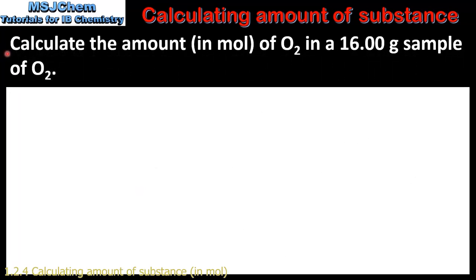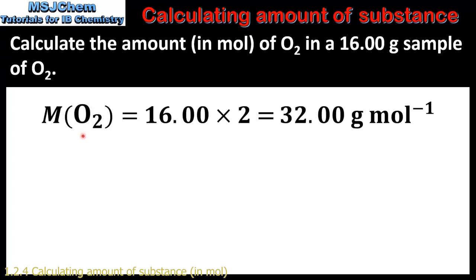The first example is to calculate the amount in moles of oxygen in a 16-gram sample. The first step is to determine the molar mass of the substance. Oxygen is a diatomic molecule, therefore we need to multiply the relative atomic mass of oxygen by 2, which gives us a molar mass of 32 grams per mole.